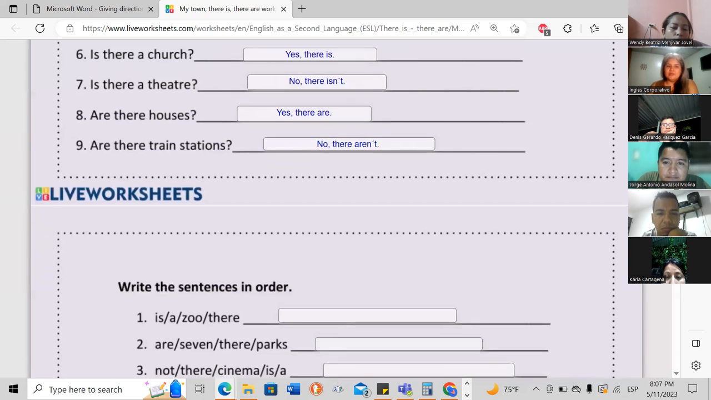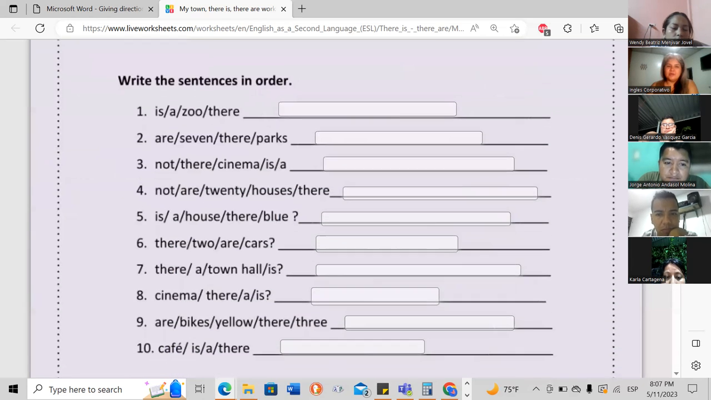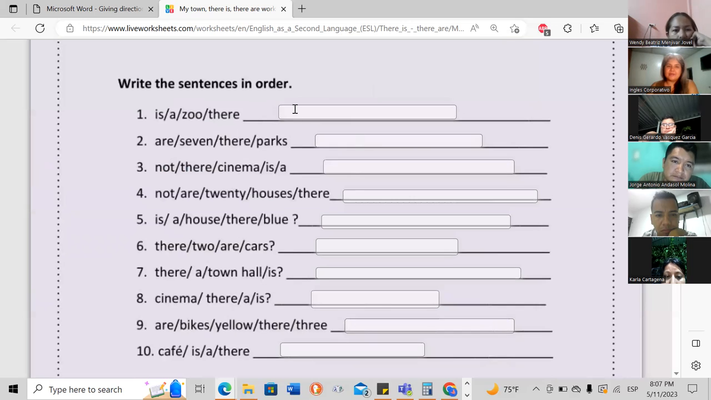Okay, good. Write a sentence in order. Here we have in disorder, we have scrambled sentences. And we are going to make it in order. There is a sofa. There is or is there? Esa sería una oración. Ajá, no tiene signo de pregunta, entonces sí es una oración. There is a sofa.